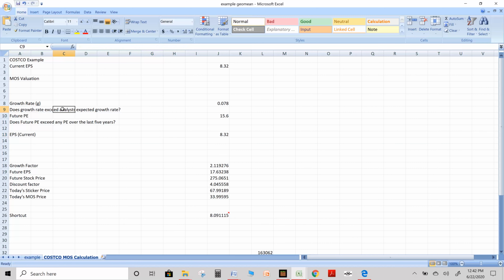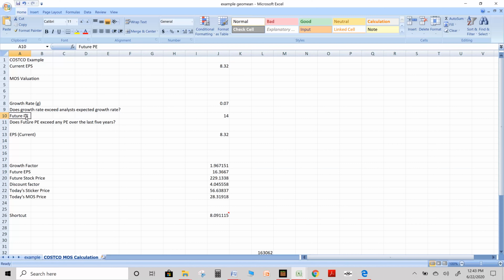So does the growth rate exceed analysts' expected growth rate? And if it does, you're supposed to use the analyst growth rate. So in this case, yes, it does. The growth rate we're supposed to use was 0.07. So while I do believe that this is the correct growth rate, which again, I'll discuss on some Zoom calls in the future, for the sake of this example, we'll put in 7%, which was the analyst growth rate.